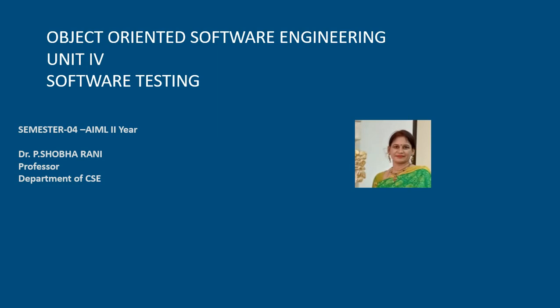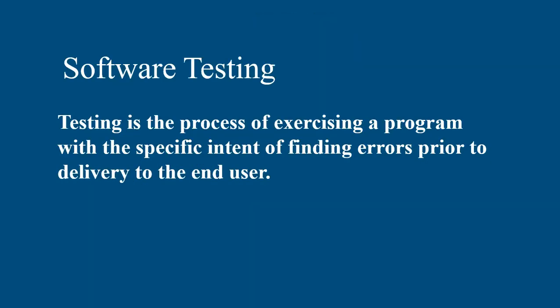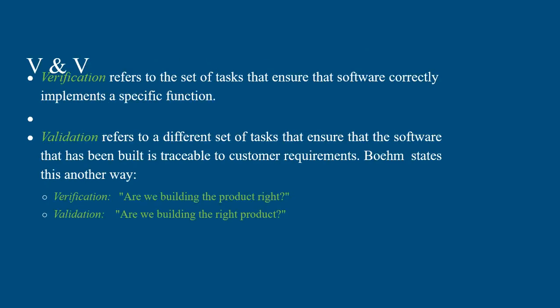Today we will try to discuss software testing under object-oriented software engineering. As we all know, software testing is a process of checking out the errors in the coding, or finding out the bugs in the program before delivery to the end users. Before going to software testing, there are two topics we have to remember.